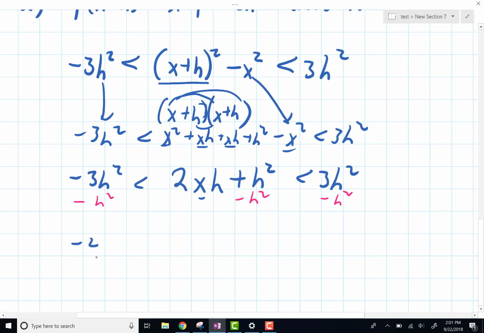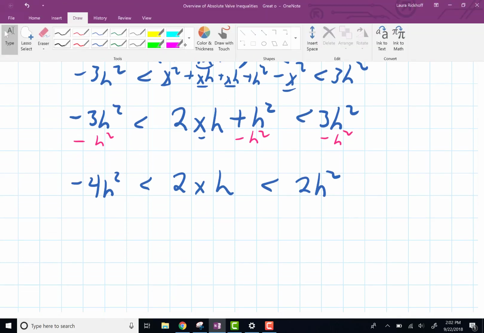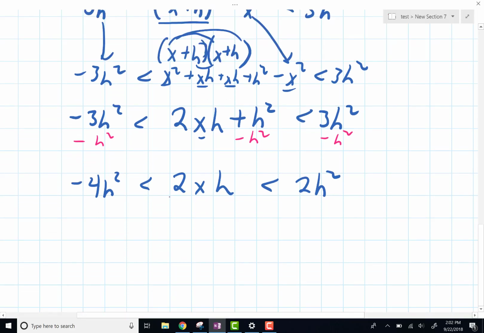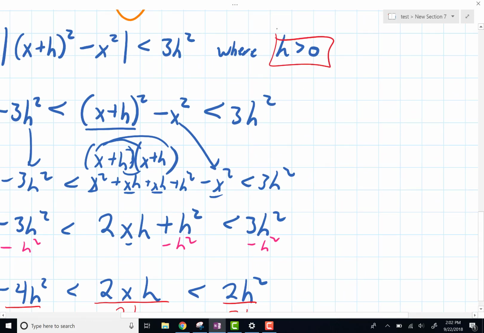And so I'm going to get negative 4h squared is less than 2xh is less than 2h squared. And then I'm going to keep solving for x. X is being multiplied by a 2 and an h, so I'm going to go ahead and divide by 2 and h.